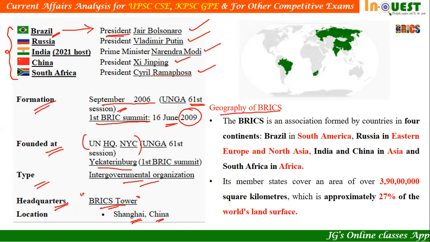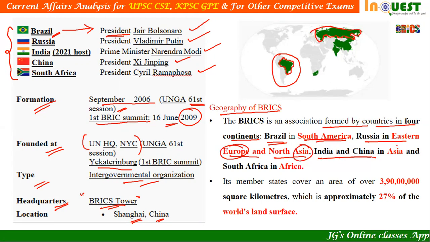Now let us see the geography of BRICS. The BRICS is an association formed by countries in 4 continents. For example, Brazil. Brazil is in South America. So you can see here, this is South America, and this is the country Brazil. And Russia is in Eastern Europe and North Asia. So this is where we have Russia, and this is in both Europe continent and also in the Asian continent.